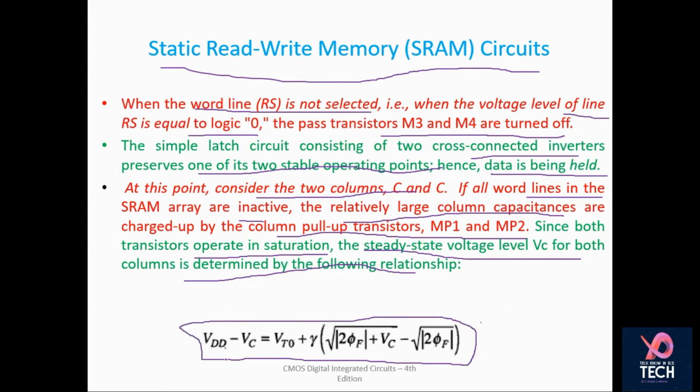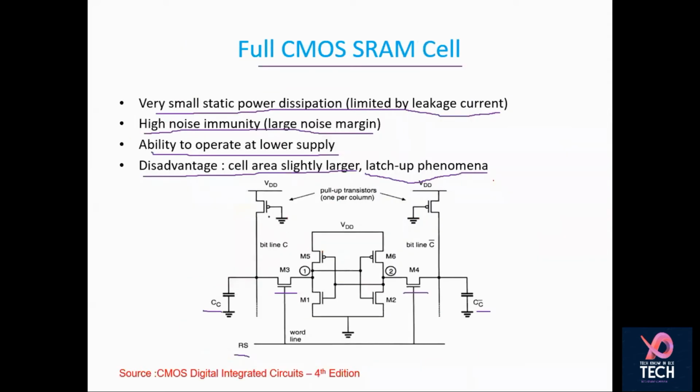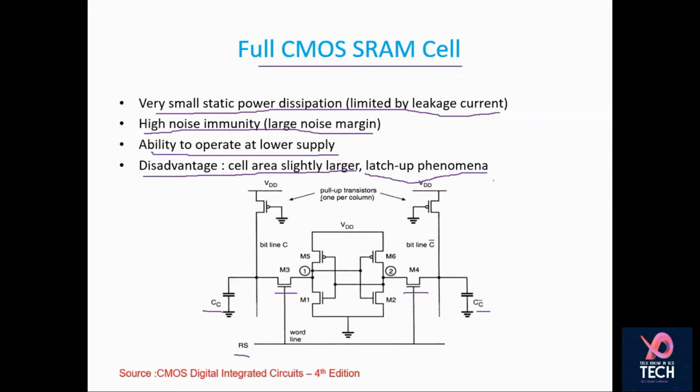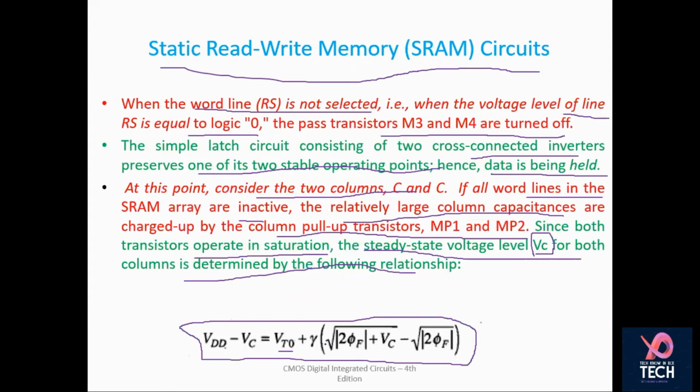That means these columns have a certain voltage, which is decided by VDD minus VC and VT0 plus gamma times the square root of 2 phi f plus VC. So this is the voltage level VC for the columns, decided by this particular expression, and these are the pull-up transistors connected to VDD. Although this is not strictly required, you should have some idea about it. Being an undergraduate student, you should know how these things are considered.